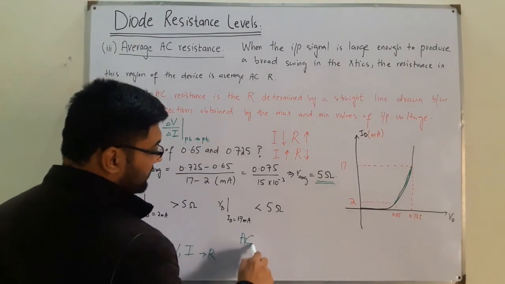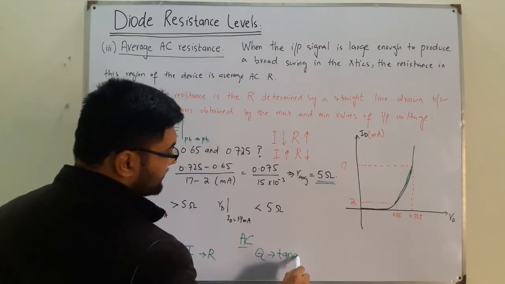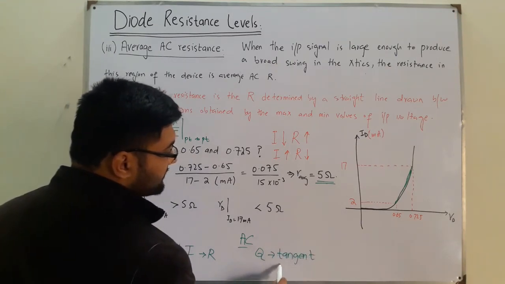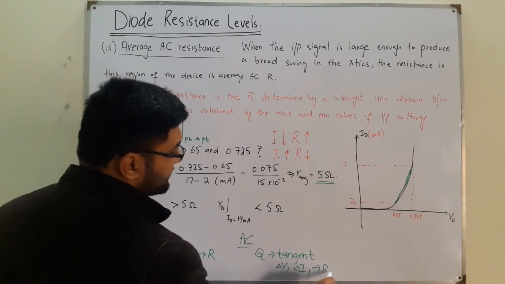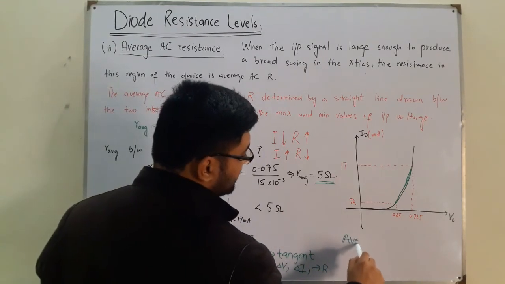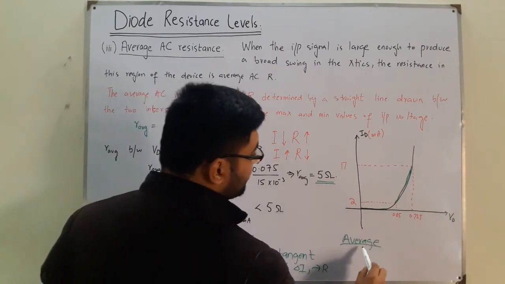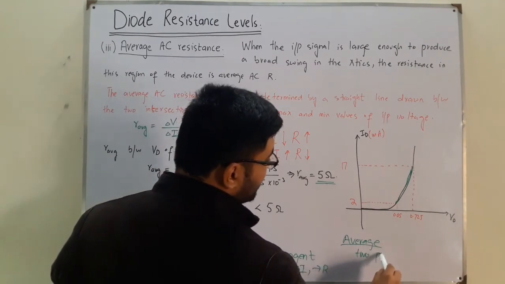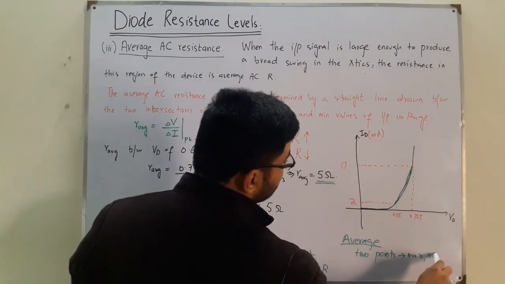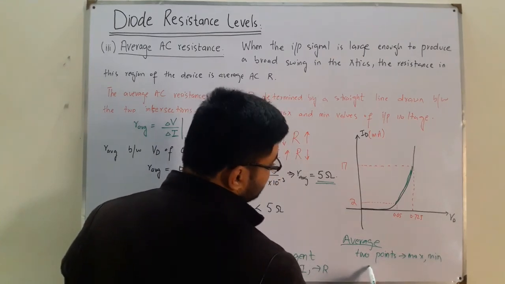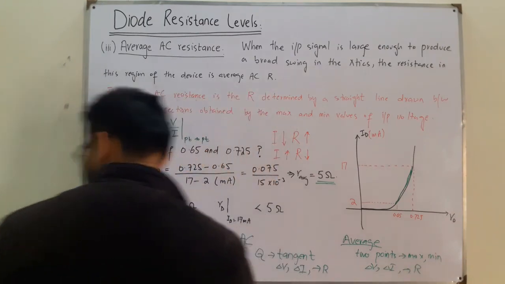Now if you go for the AC resistance, you go through the Q point, you draw a tangent line at the Q point, and then you take the difference of the voltages and the difference of the current, and you find the value of the resistance. Now in the average resistance, you don't have any Q point. You are taking two points that define the maximum value and the minimum value. Then you again take the change of voltage and change of current, and they give you the resistance level.